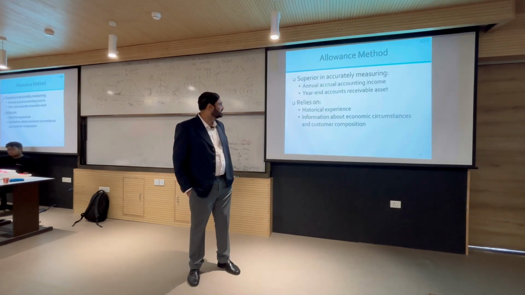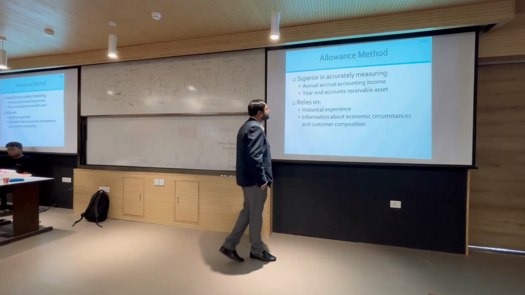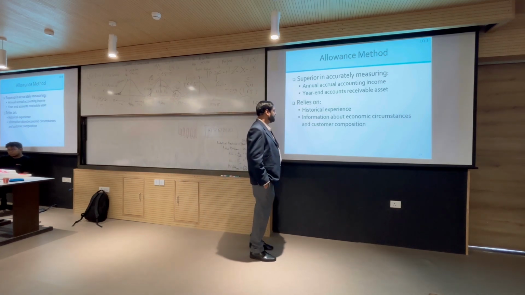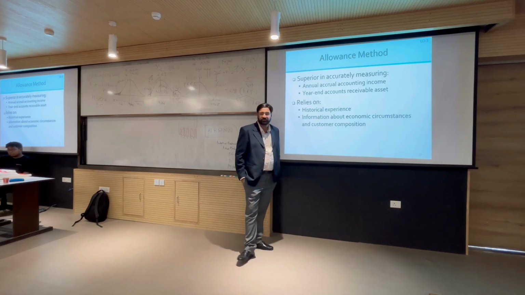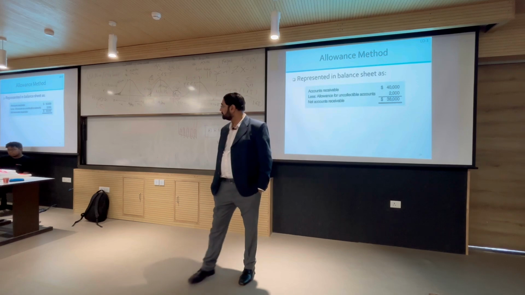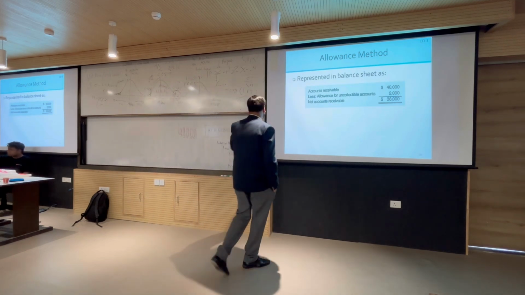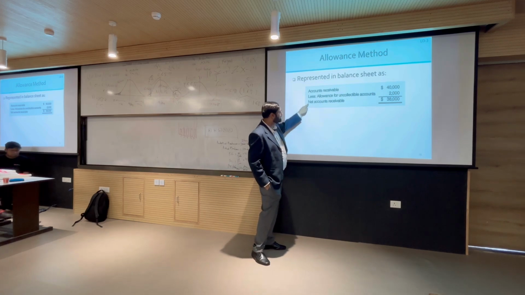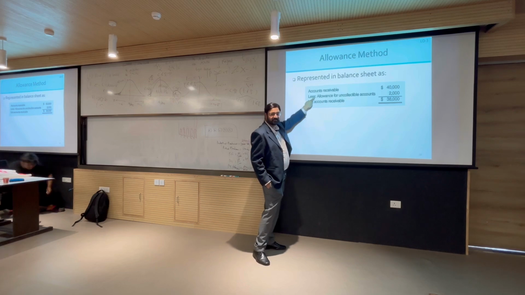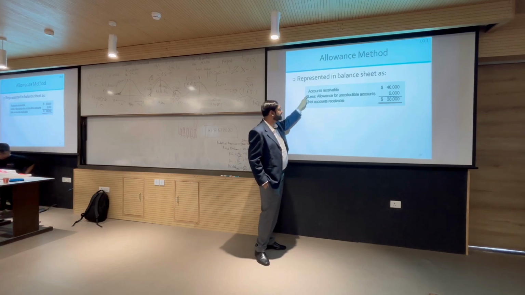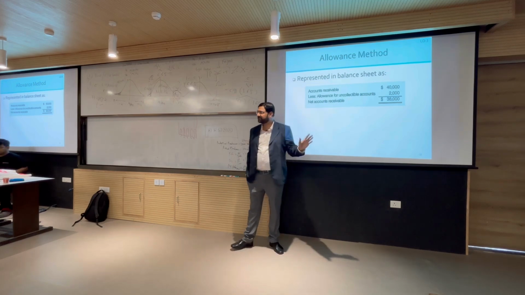So allowance method is good because we are utilizing our historical experiences, and it takes into account economic circumstances and uses year end account receivable asset. So next, see, allowance method is represented in the balance sheet as account receivable less allowances is net. So gross less provision is net, and this is a contra account. Can you see that? This is a contra account. Account receivable 40 less allowance 2, net account receivable 38. Got it? This is how it will be shown.